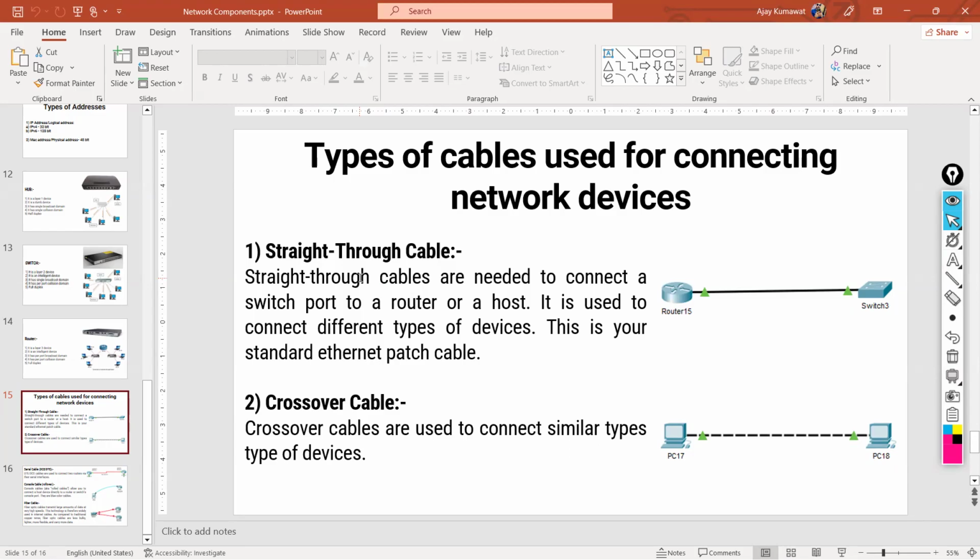Okay, because these days devices are getting smarter. Earlier we didn't have this kind of concept. The devices were not smart enough, so we needed to use what? Crossover cable. So what was happening at that time? Why was this kind of concept there? For the same type of devices we use crossover, for different types of devices we use straight. So understand.